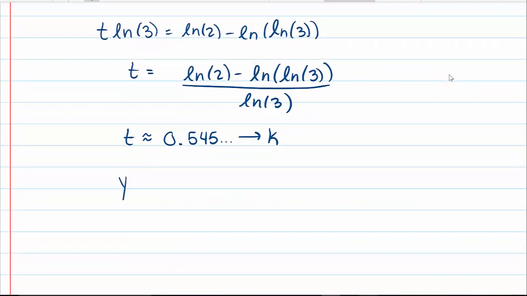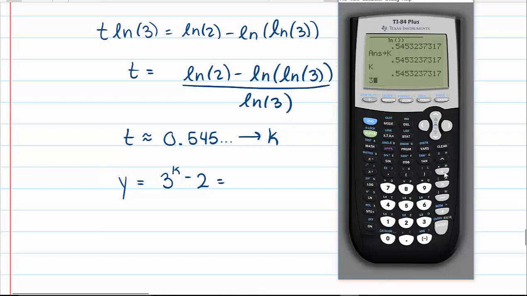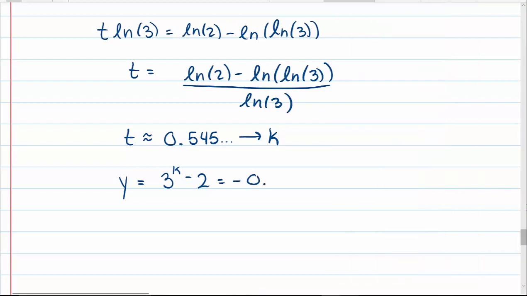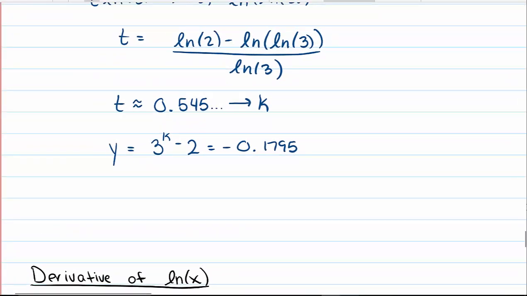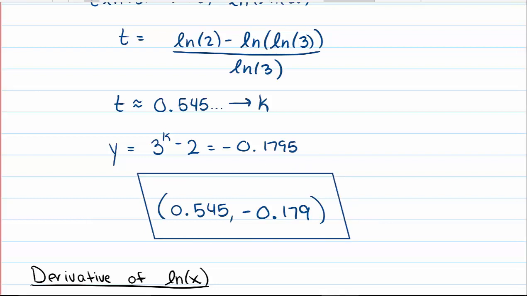So to find the y value, all we have to do is plug in k for our t value. So 3^k minus 2, 3 to the power of k minus 2, and we get negative 0.1795. So then the answer for this one is going to be 0.545, comma negative 0.179. Again, truncating the value instead of rounding.